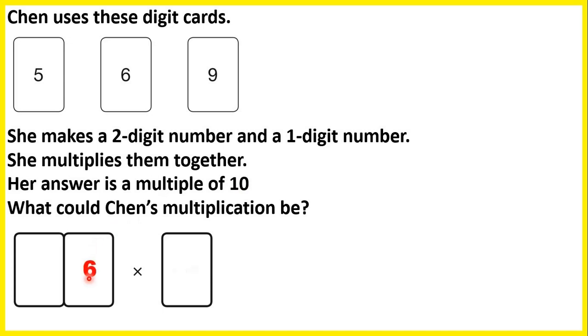So we could have 6 and 5 as our ones digits, because 6 times 5 is 30, and that's a multiple of 10 because it ends in a 0. And then we can have 9 as our tens digit. So Chen's multiplication could be 96 times 5, because that will give an answer which ends in a 0, and so be a multiple of 10. Or we could have 95 times 6, because that will give an answer that's a multiple of 10 as well.